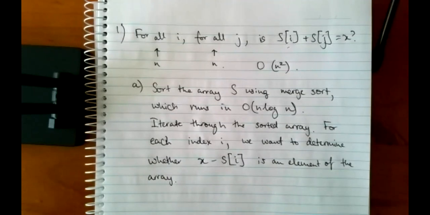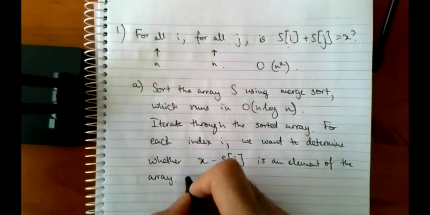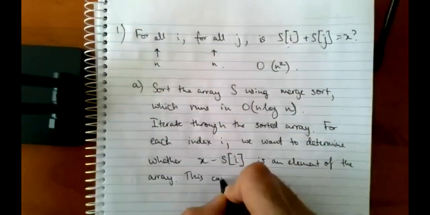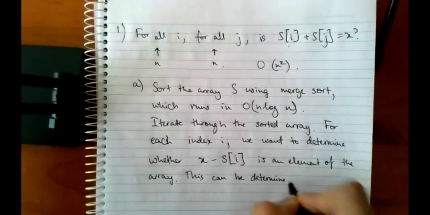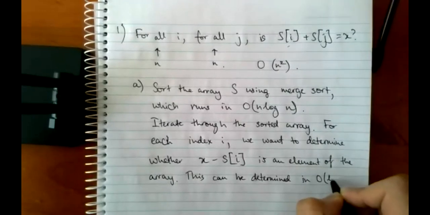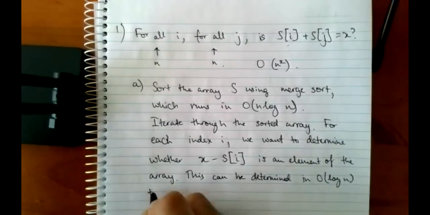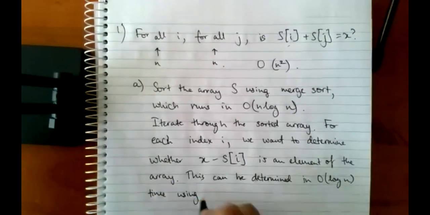So how would we determine this? How would we look for the desired value x minus s_i? If we are searching a sorted array for a particular value, we can use what well-known algorithm? Binary search. Exactly, binary search. This can be determined in order log n time using binary search.